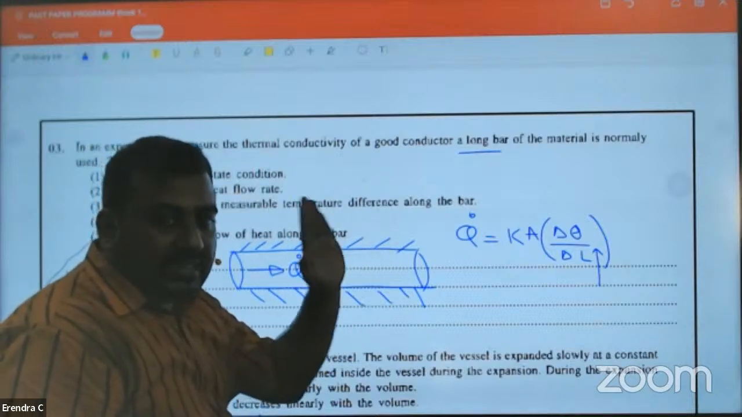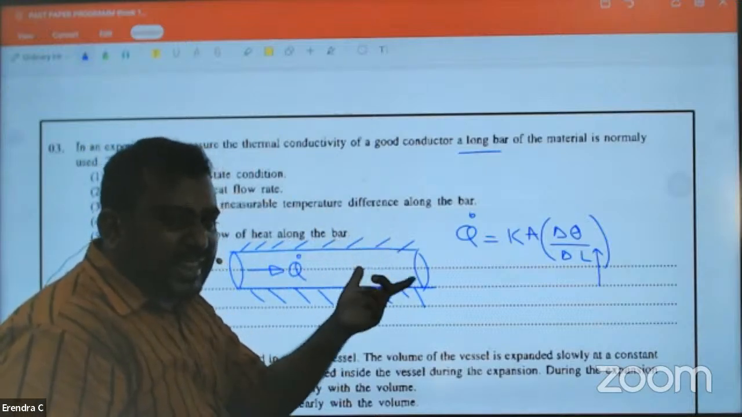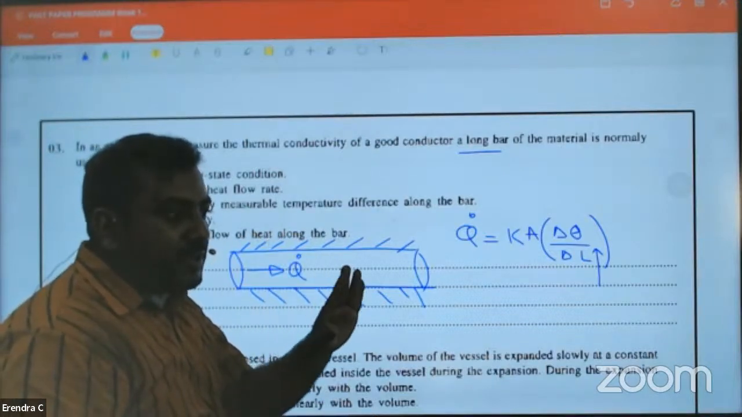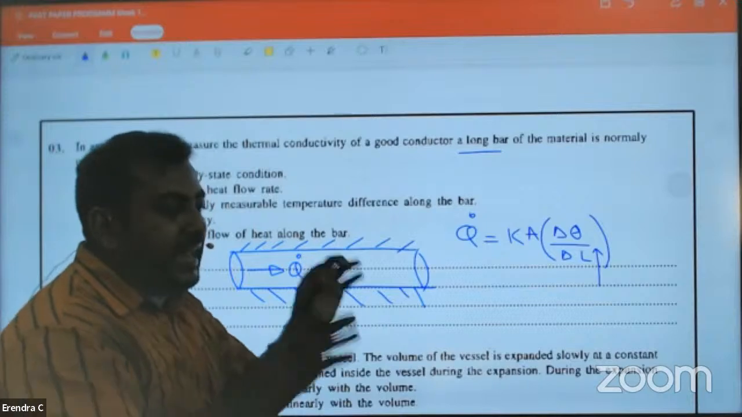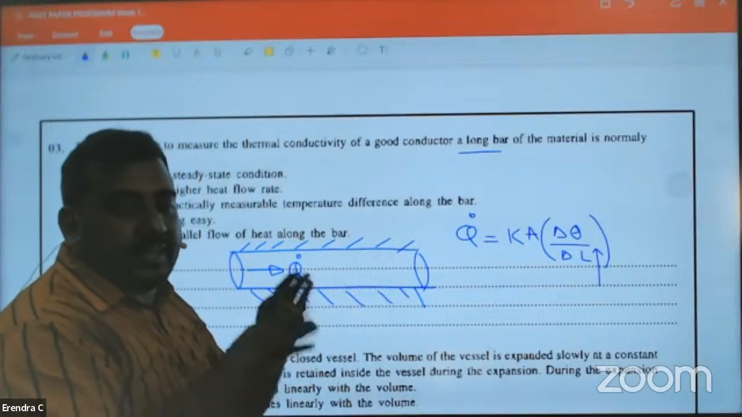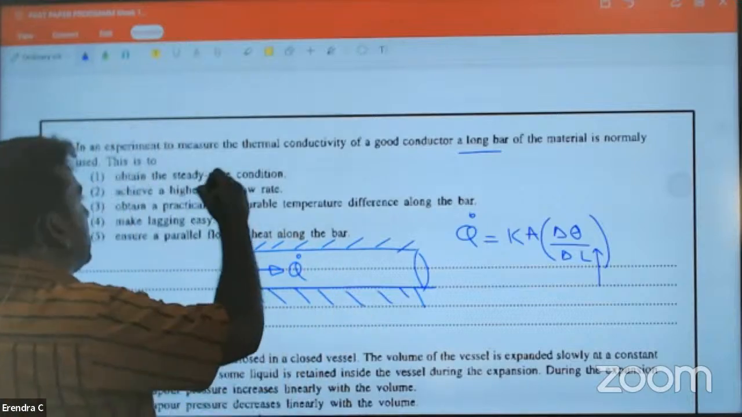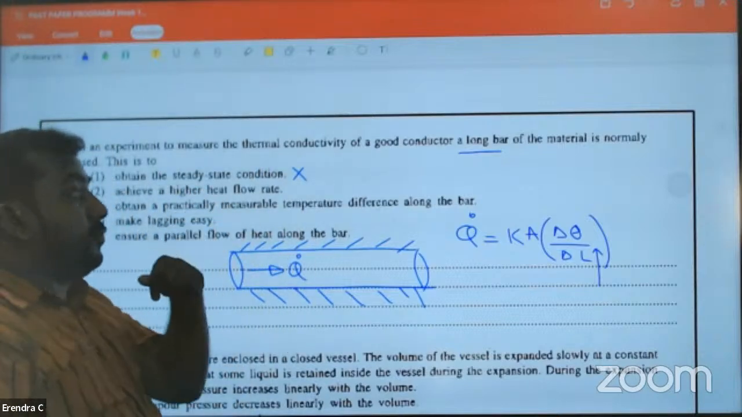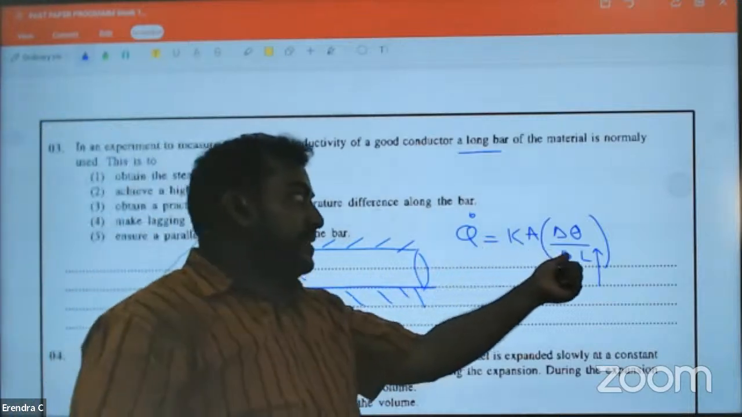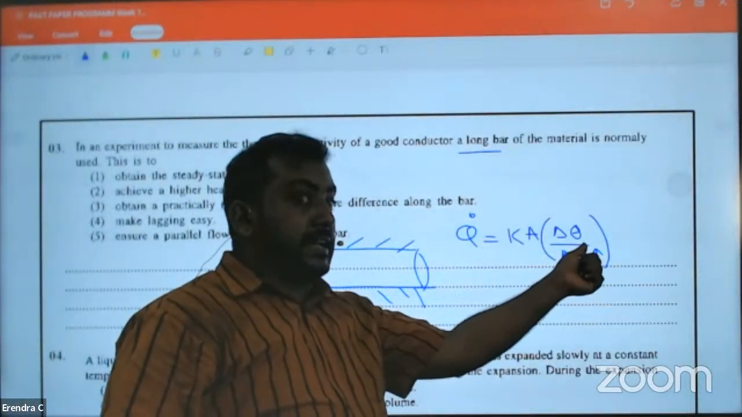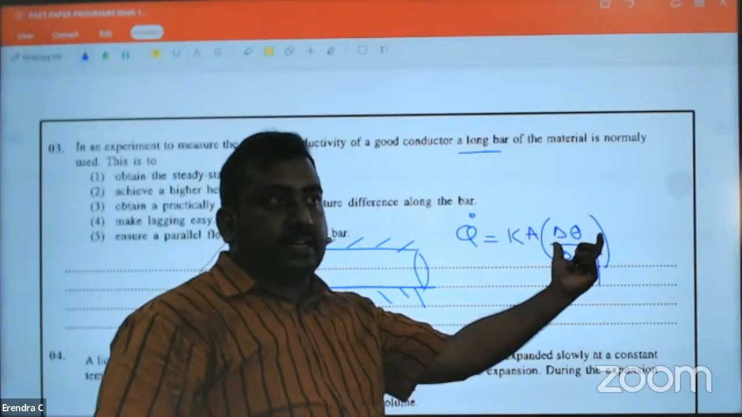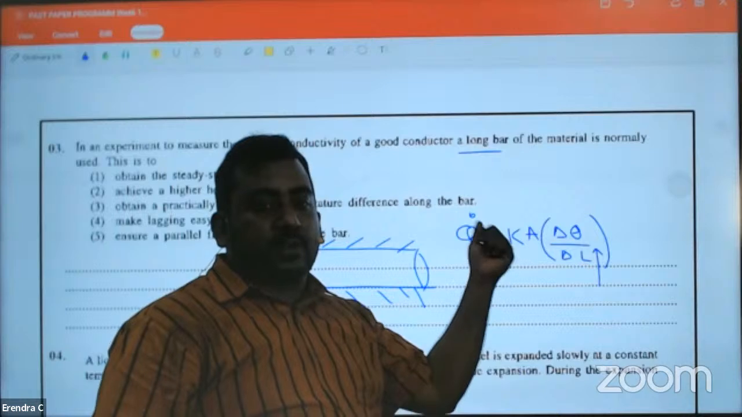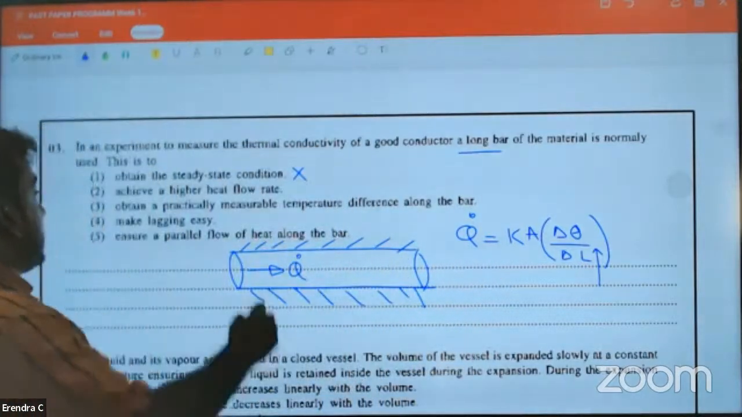In every cross section the temperature is constant. Length has no effect. You have to make sure that every single molecule is vibrating at a particular vibration for that cross section. Therefore, temperature is constant. To achieve higher heat flow: somebody looking at this will say, sir, if L increases, the temperature gradient reduces. Temperature gradient reduces means Q dot will reduce, so that will not achieve higher heat flow.